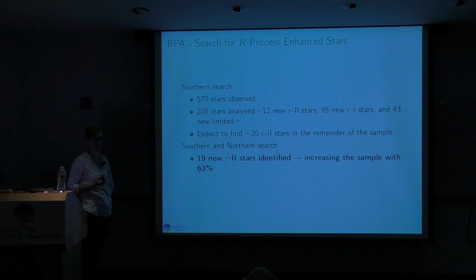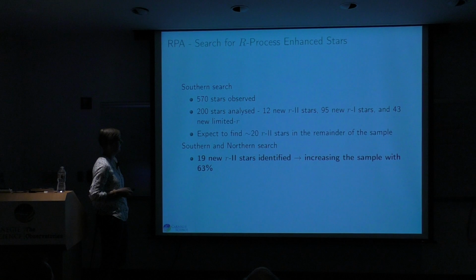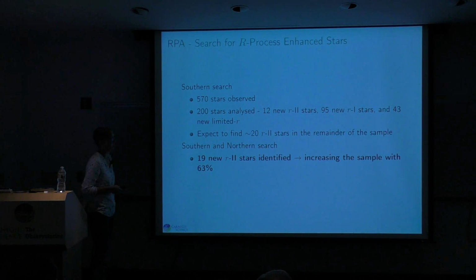We expected to find about 3% of these stars to be strongly R process enhanced. So this number is not completely off. And the R1 stars just follow in great numbers. And also the limited R stars. Nobody's actually looked at these limited R stars, or at least not with this definition before. So we don't really know how this number compares to the literature very well.